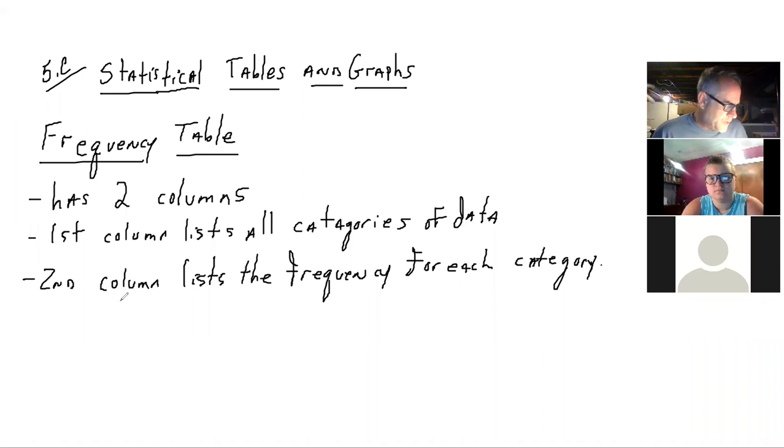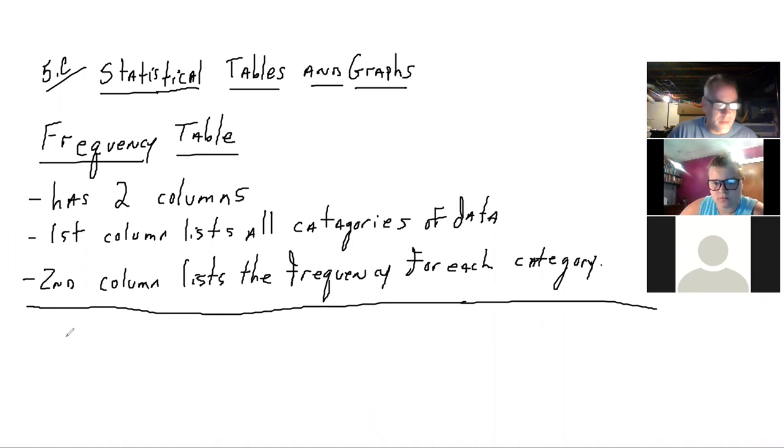As an example, let's just say I had an assignment for a class. Let's say there were 25 students in the class, and I had a list of the grade on the assignment for each individual student. So a frequency table from that situation would have one column, which is the categories, and that would be your grades. And so A, B, C, D, and F.